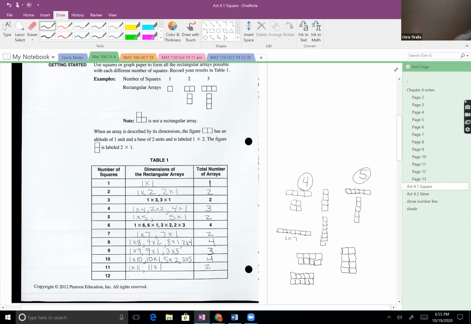Now, how about 12? Let's see, it could be 1 by 12. I'll do the hard one. 12 by 1. How else can we break up 12 blocks? 6 by 2. And then we could go the other way, right? 2 by 6. Anything else? 4 by 3. And then we could reverse that, right? 3 by 4. So what do we have? 1, 2, 3, 4, 5, 6. Does anybody see any more, or does that look like it's it? Yeah, because it was 6.